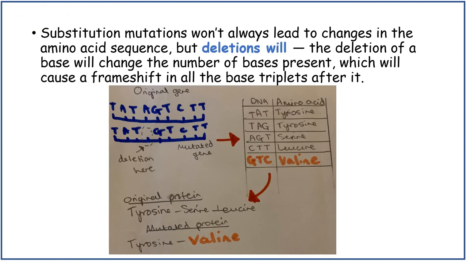Substitution mutations won't always lead to a change in the amino acid sequence, but deletions will always make a change. The deletion of a base will change the number of bases present, which will cause a frame shift in all the base triplets after it.